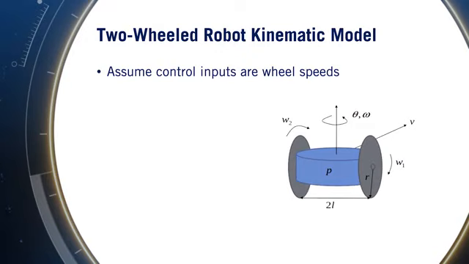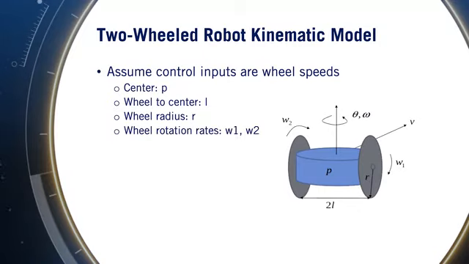Returning to our robot, the inputs of the model are velocity v and rate of change of orientation omega. However, for the actual two-wheel robot, we may need to directly command wheel velocities as inputs. We'll now look at how to extend our model and relate each wheel rotational velocity to forward velocity v and rotation rate omega. We'll need a few more variables defined as follows. P is the center of the robot. L is the distance from the center of the robot to each of its wheels. R is the radius of the wheels.